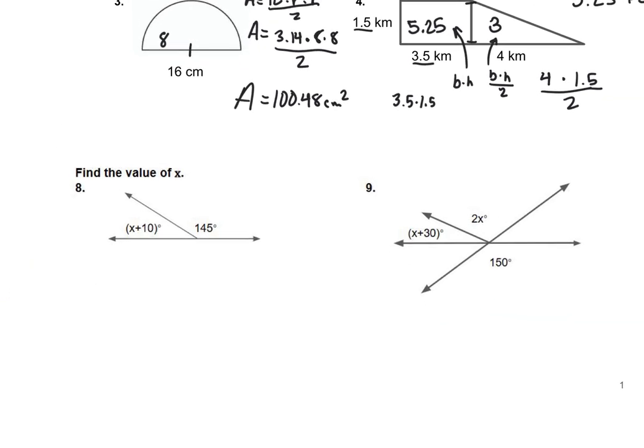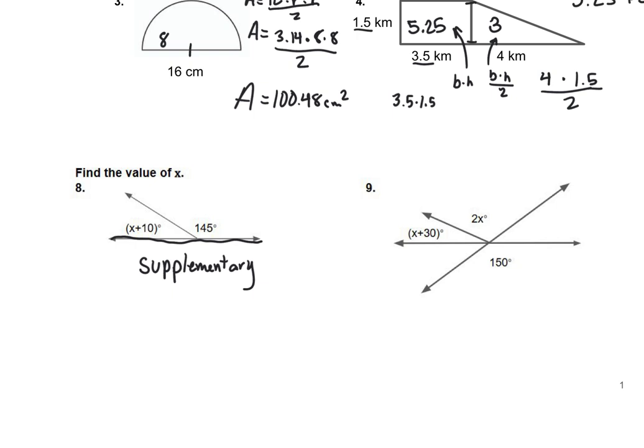All right, 8 and 9. This is where we're kind of stepping away from the area part and we're looking at angles. For number 8, it's telling us to find the value of x. I actually like to look at what type of angle I have here. I see that I've got this straight line on the bottom here with 2 angles coming out of it. So I know that this is supplementary. Supplementary meaning 2 angles that add up to 180 degrees.